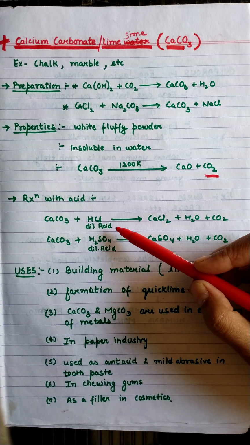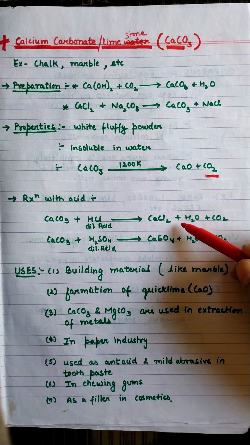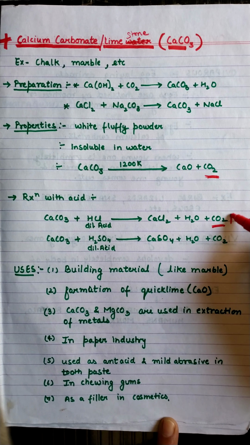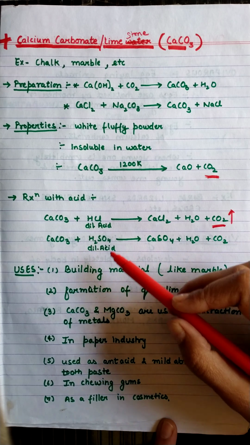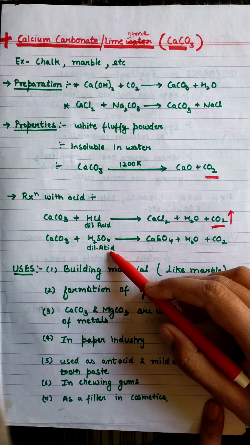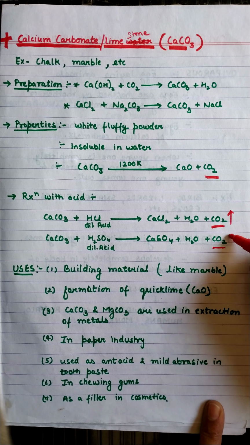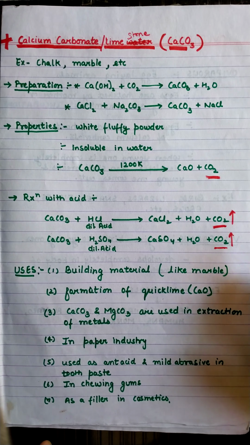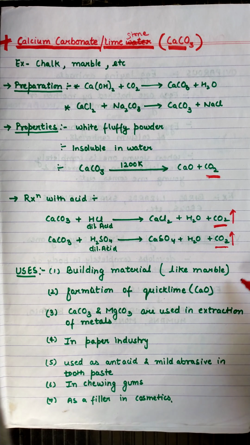Whenever calcium carbonate reacts with a dilute acid like dilute HCl, then calcium chloride is formed along with water and carbon dioxide. Means carbon dioxide gas is released on reaction of calcium carbonate with dilute acid. Similarly, when it reacts with sulfuric acid, dilute sulfuric acid, then also it will release carbon dioxide gas. It forms calcium sulfate, that is a salt, and releases carbon dioxide gas. So students, this is all about calcium carbonate.